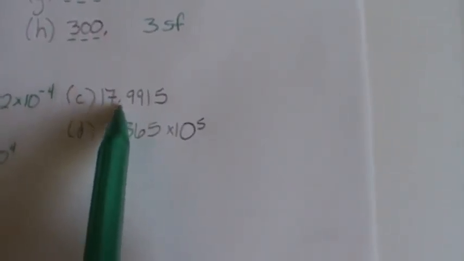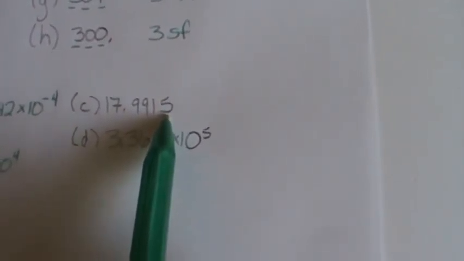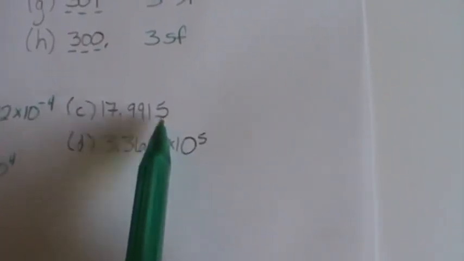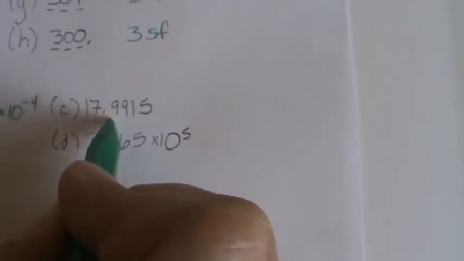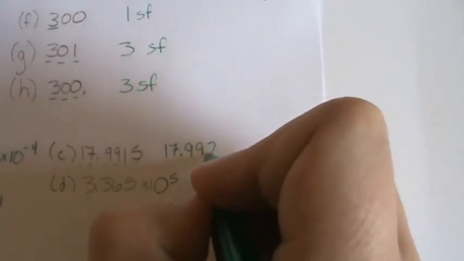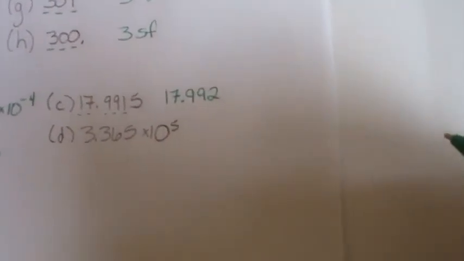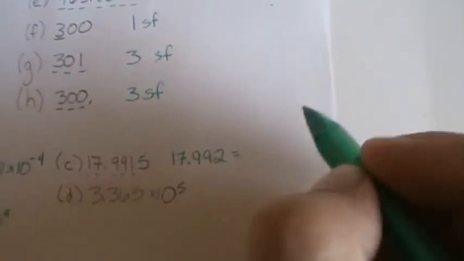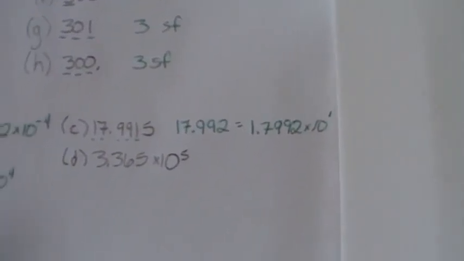We have 17.9915, and they tell us that we can have 5 digits. 1, 2, 3, 4, 5. Again, that 5 makes us round up, so we have 17.992. Now they want us to put this in scientific notation, so we'll have to move the decimal point over by 1, and so this becomes 1.7992 times 10 to the 1, because we've only moved that decimal point one place.